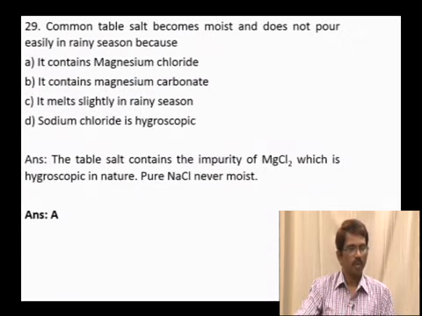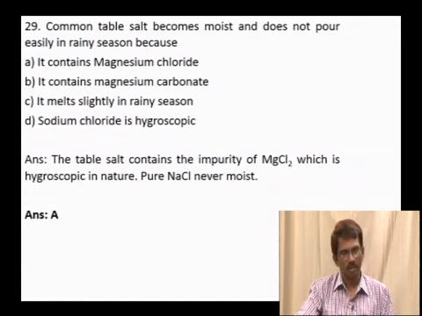In the question number 29, common table salt, that is sodium chloride, becomes moist and doesn't pour so easily in rainy season. And the reasons are that it contains magnesium chloride, it contains magnesium carbonate, it melts slightly in rainy season, sodium chloride is hygroscopic. Normally the table salt contains impurity in the form of MgCl2, which is a hygroscopic solid. Hygroscopic solid absorbs atmospheric moisture, and therefore the common salt, because of the presence of hygroscopic magnesium chloride, becomes moist and doesn't pour so easily in the rainy season. Obviously the correct answer is option A.